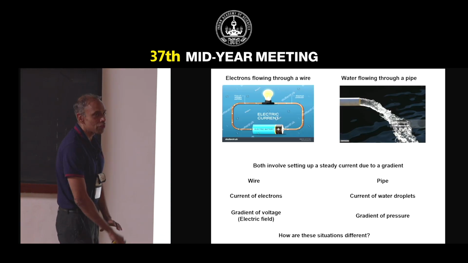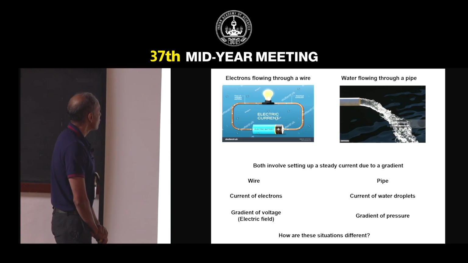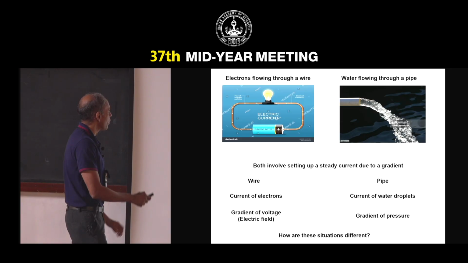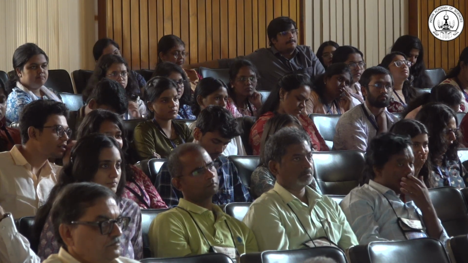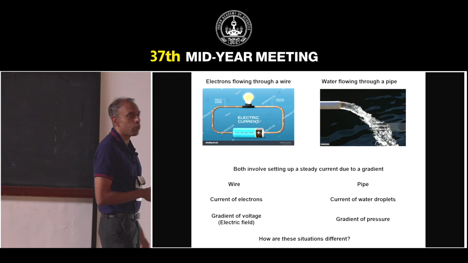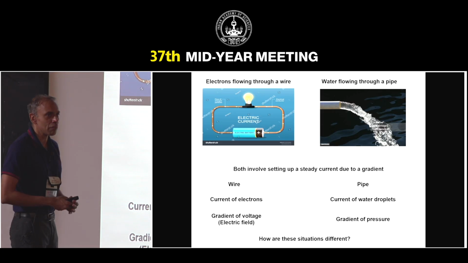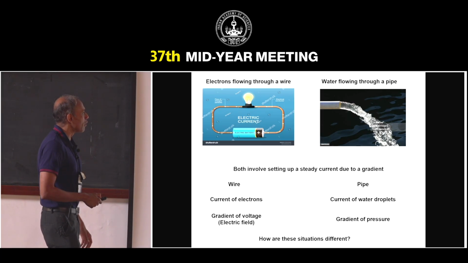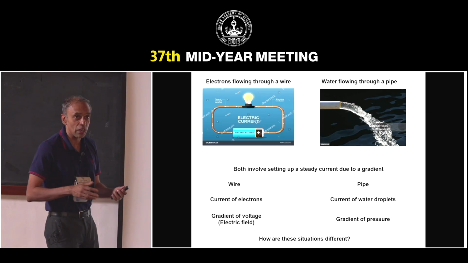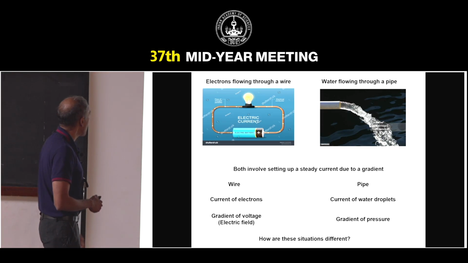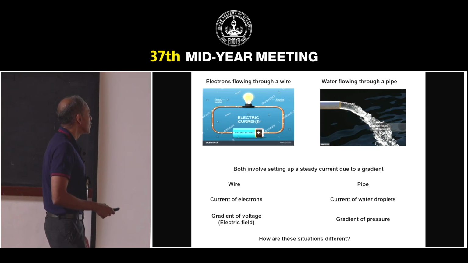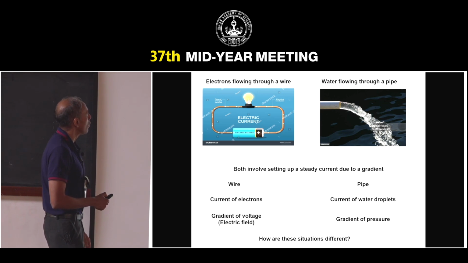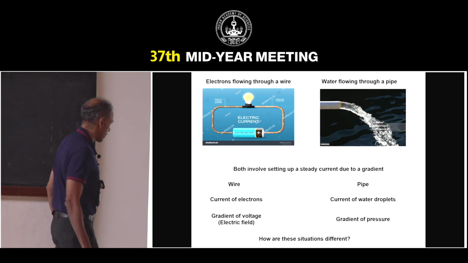Just to set the stage for what I'm going to be talking about, let's consider these two kinds of flows: the flow of electrons through a conventional metallic wire and the flow of water through a hollow pipe. There are, of course, superficial similarities between these two kinds of flow. Both of them involve setting up a steady current due to a gradient of something. In the case of the metallic wire, the gradient is a gradient of the voltage. In the case of water through a pipe, it's a gradient of pressure.